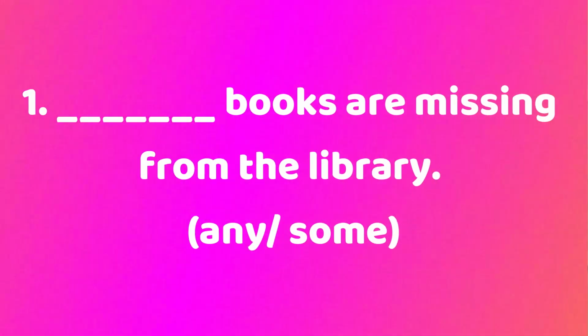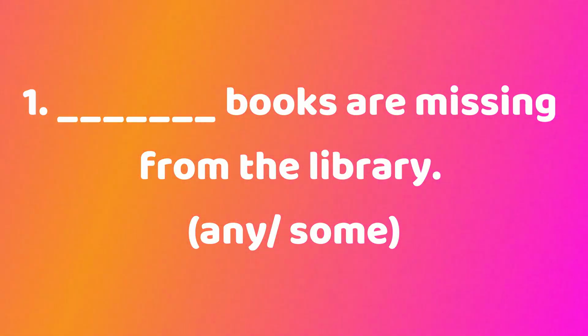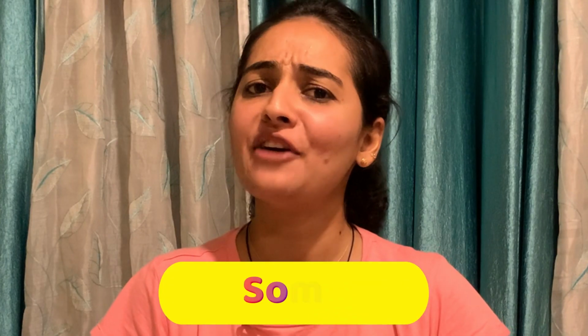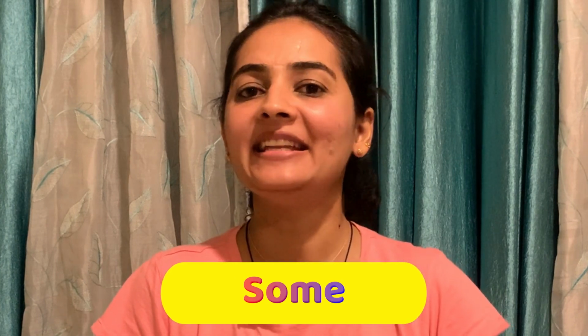So now let us have a small exercise and let's check how much have you understood the topic of determiners. Are you all ready for the test? So here we go with the first sentence. Dash books are missing from the library. Any or some? Of course, some. Any cannot be used with books.